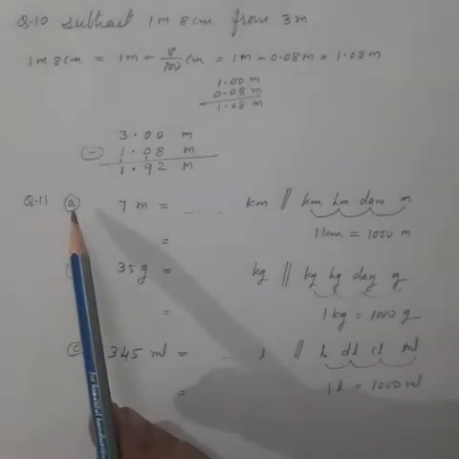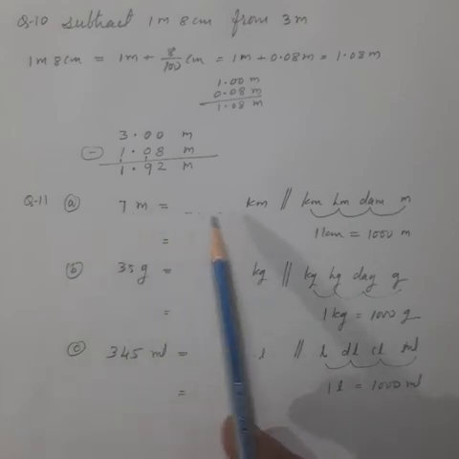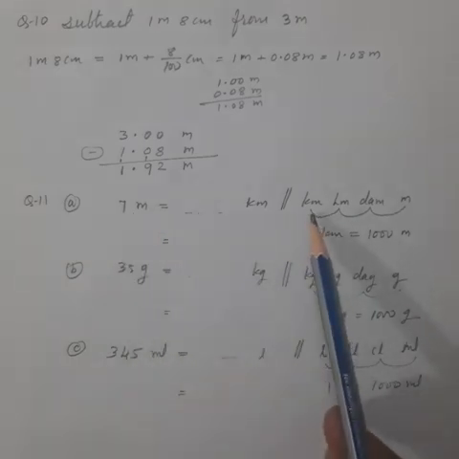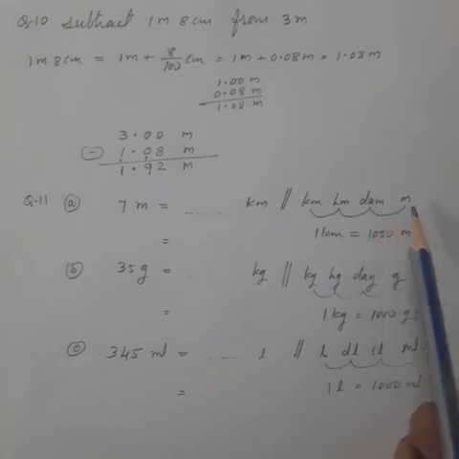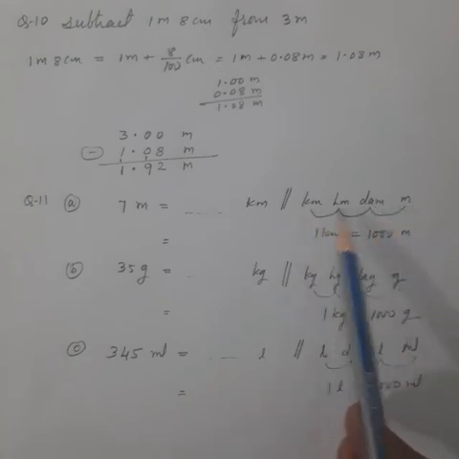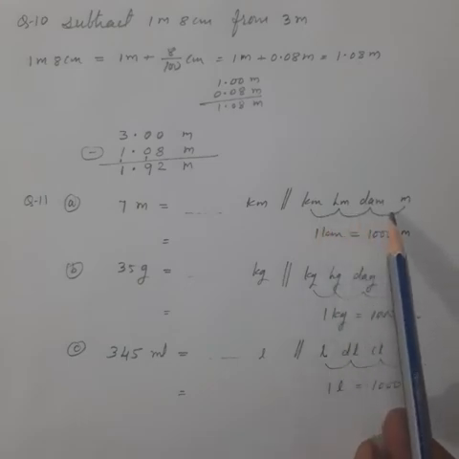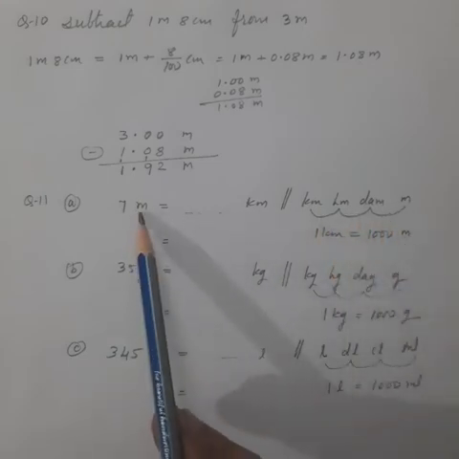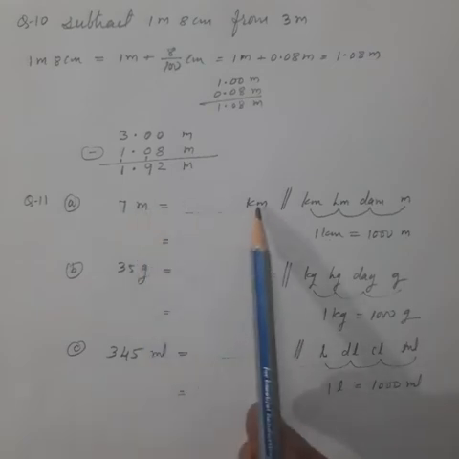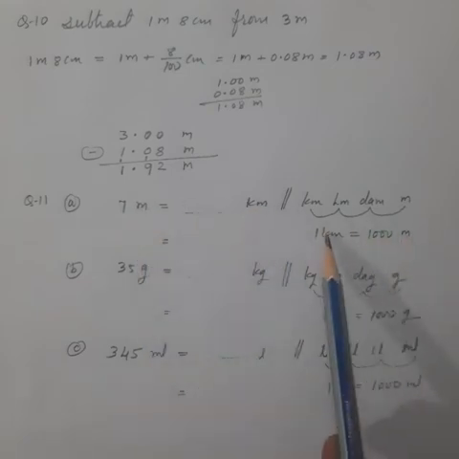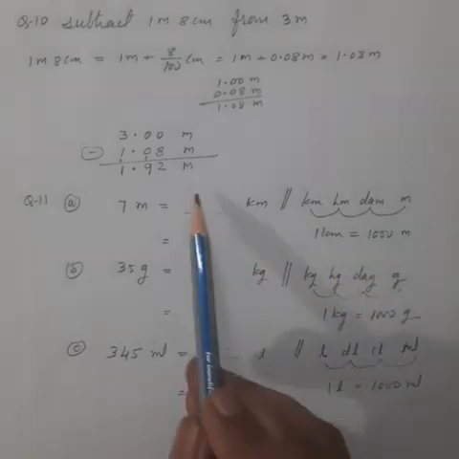Question 11. A part. 7 meters means how many kilometers? Kilometer, hectometer, decameter, meter. Kilometer to meter, 3 jumps are there. 10 into 10 into 10. So 1 kilometer equals 1000 meters. But here we have to convert a smaller unit into a greater unit. Meters to kilometers. So divide by 1000.